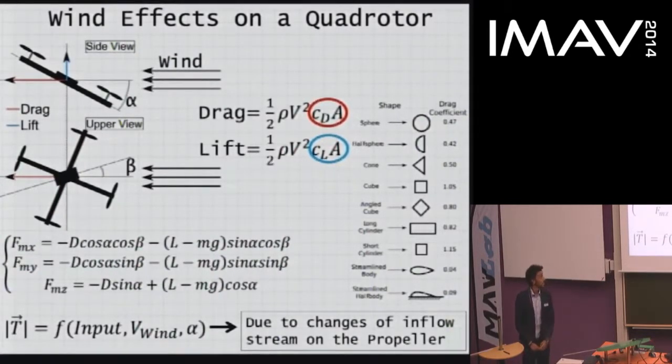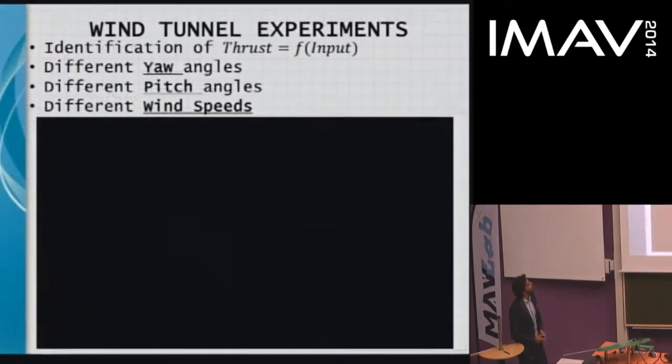Another remark: the magnitude of the thrust also depends, of course, on the input that I give to the motors, on the velocity of the wind, and on alpha, the pitch angle of the quadrotor.